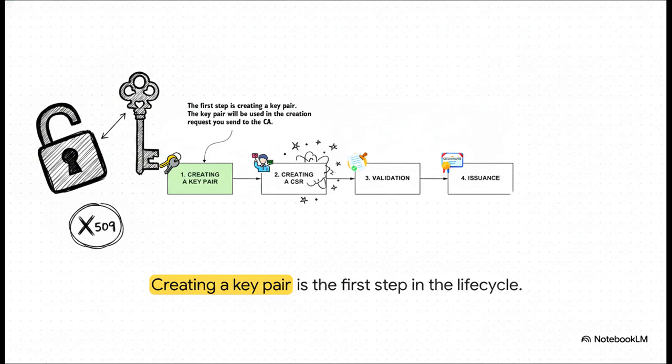Think about it like this. Instead of having one single physical key that both locks and unlocks a door, you have 2 mathematically linked keys. You generate one part that stays entirely secret with you. Well, you absolutely must keep it secret. That's your private key. Then there's another part that you can safely share with the entire world, and that's your public key. If someone encrypts a message using your public key, only your private key can decrypt it, period.